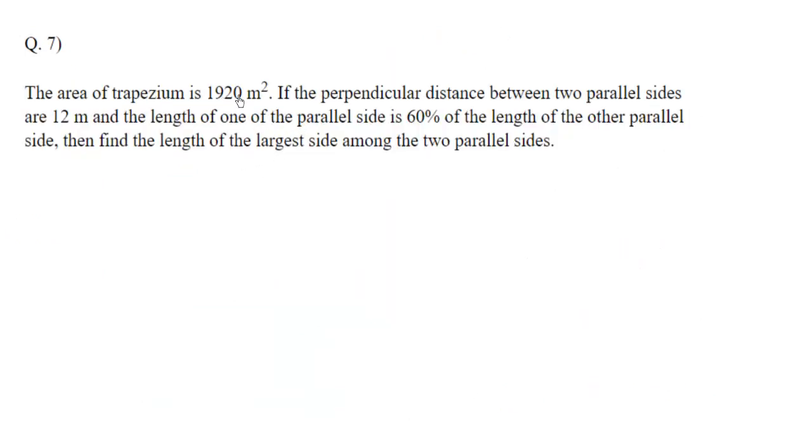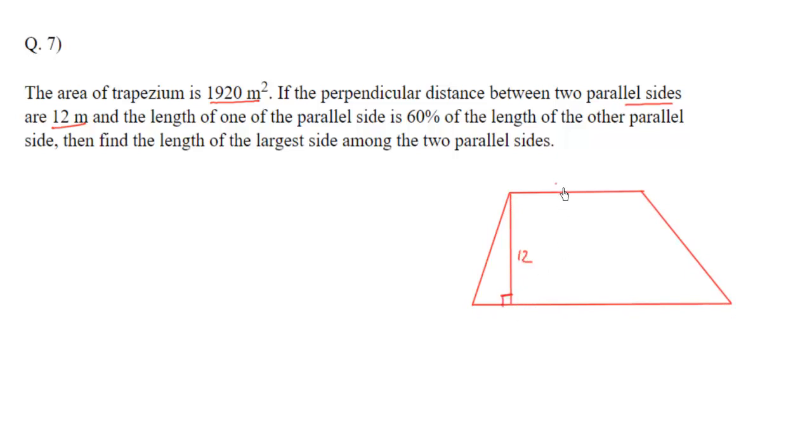Here it says that the area of the trapezium is given to us, and the perpendicular distance between the two parallel sides is 12. That means the height of the trapezium is given, right? So let us draw the trapezium, something like this. This is the trapezium wherein the height is 12, and these are the two parallel sides. And one of the parallel sides is 60% of the length of the other parallel side.